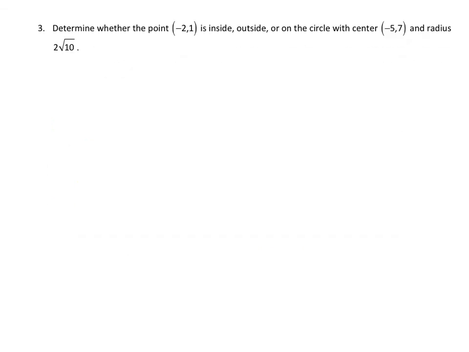The next example says to determine whether the point (-2, 1) is inside, outside, or on the circle with center (-5, 7) and radius 2 radical 10. To do this, we can write the equation of the circle and plug -2, 1 as x and y into the equation of the circle. And if we get something that's less than the radius squared, it's going to be inside. If it's equal to the radius squared, it's on the circle, and if it's greater, it's going to be outside.